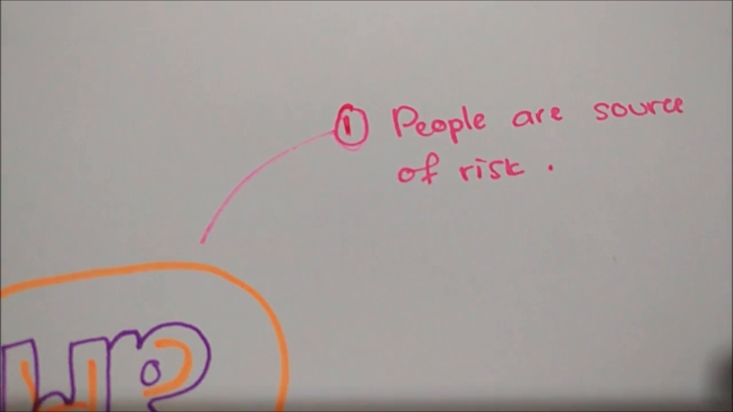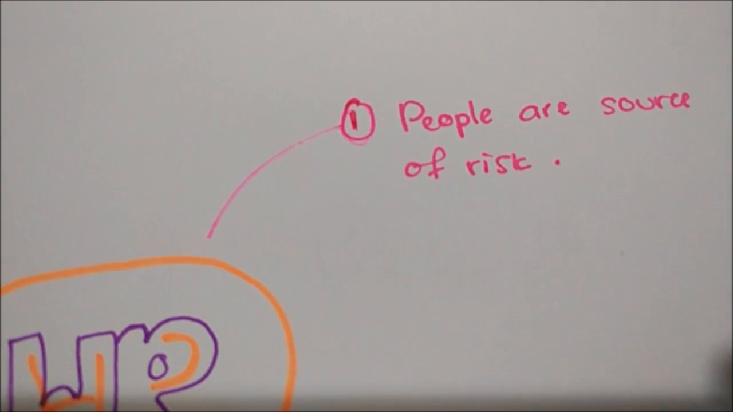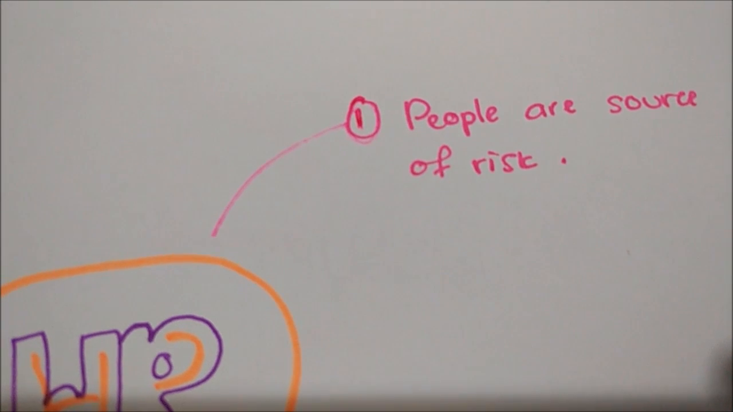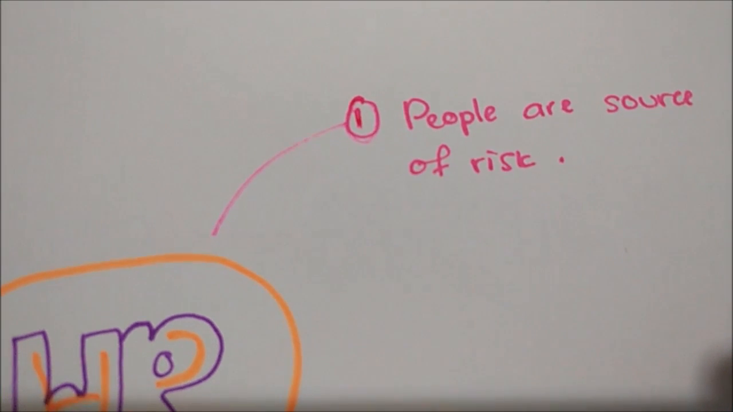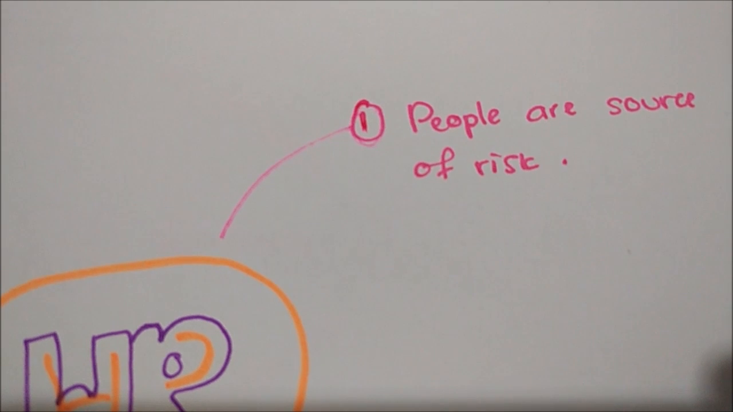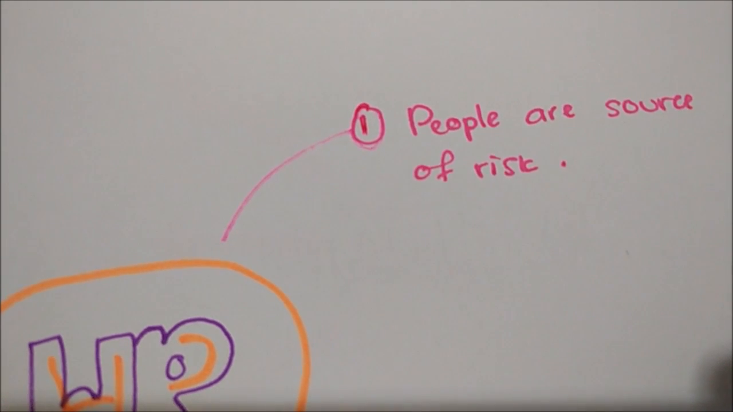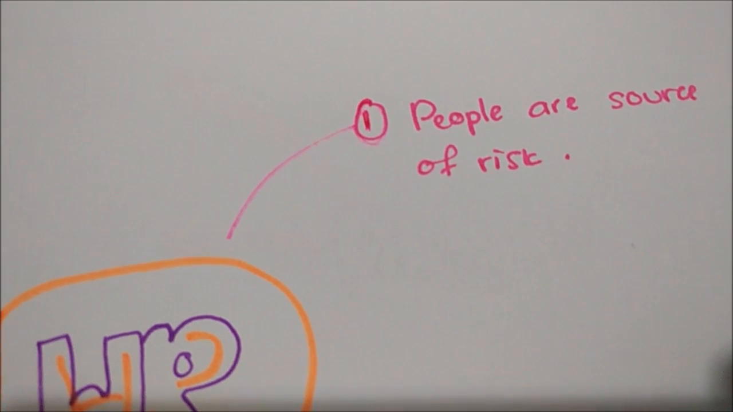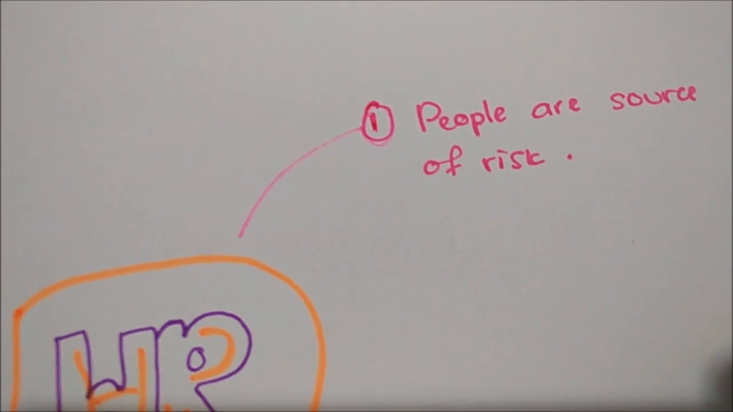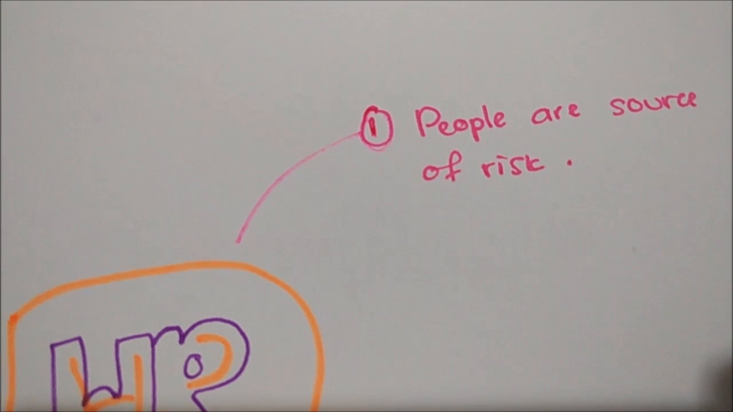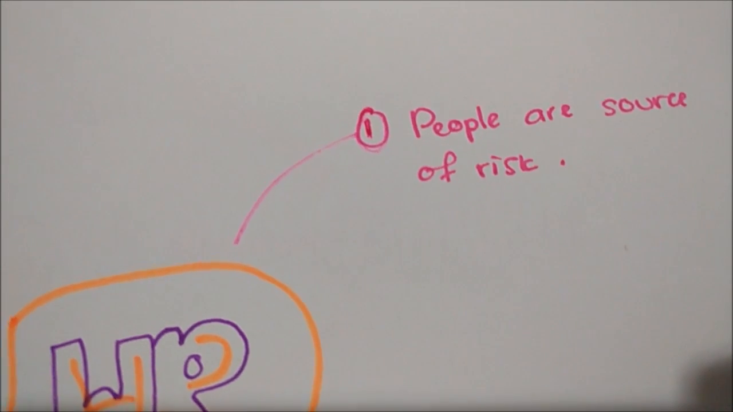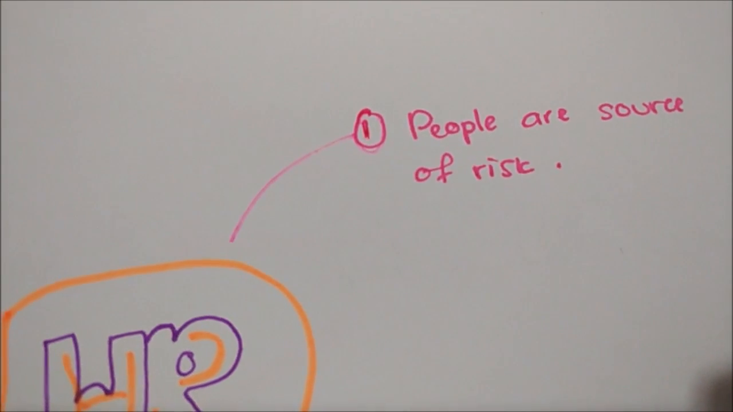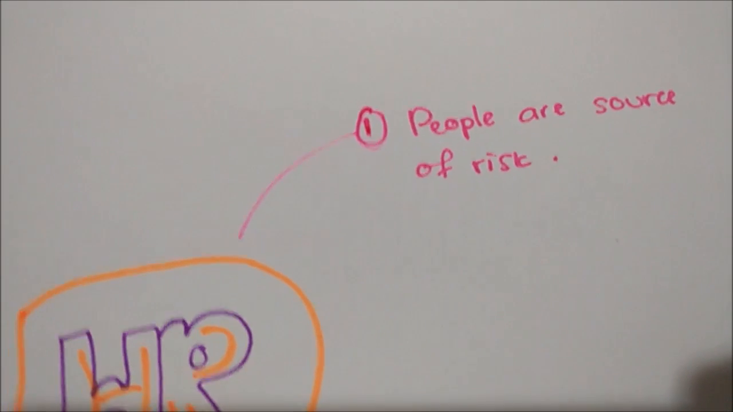We move to people are a source of risk, which includes the shortage of employees, people doing sloppy work, employees refusing to take additional responsibility, or a key employee leaving 2 months after completion of a 1 year training program. These are examples of people as a source of risk.